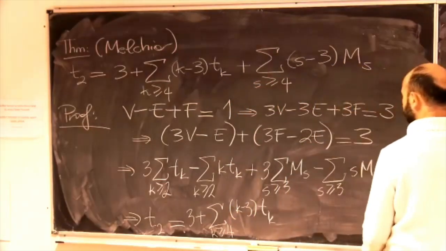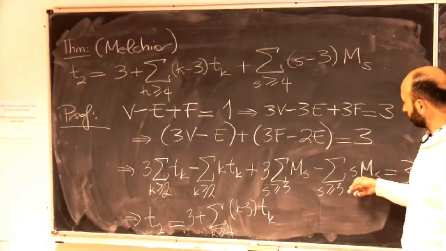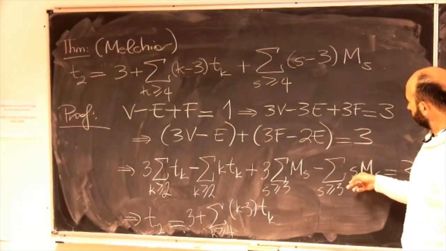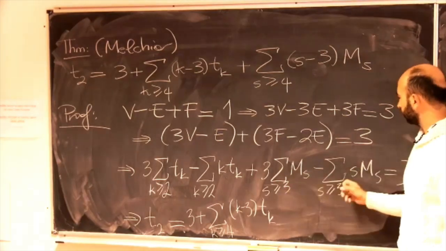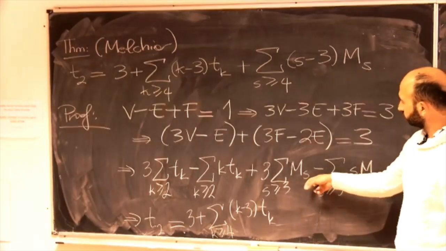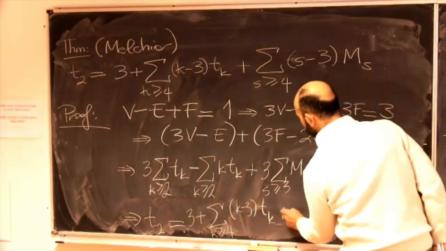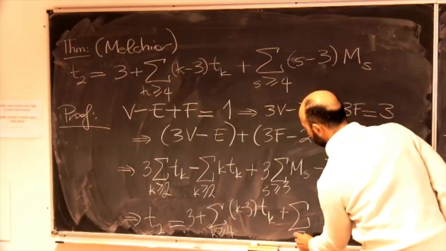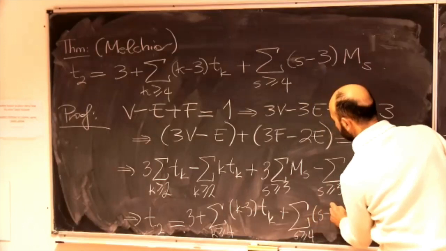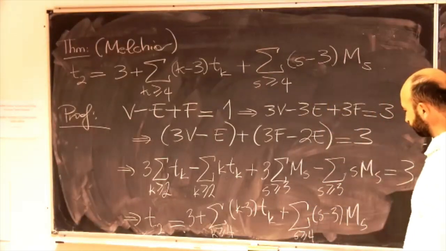Now, for the ms part, again, the triangles don't contribute to this count. So if you have a triangle that's m3, 3m3 minus 3m3, those cancel. And everything else has a negative coefficient here. So if you put it on the right-hand side, it will have a positive coefficient. So you have this term, and that proves the theorem.